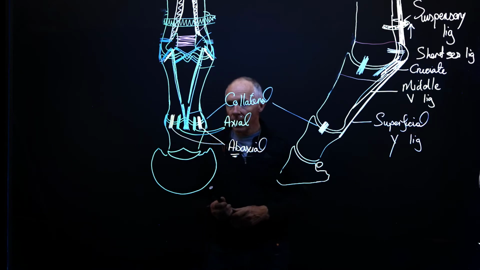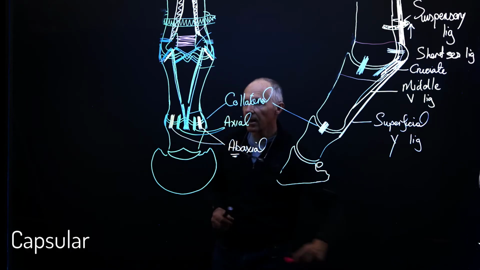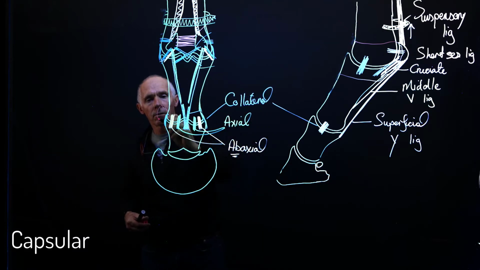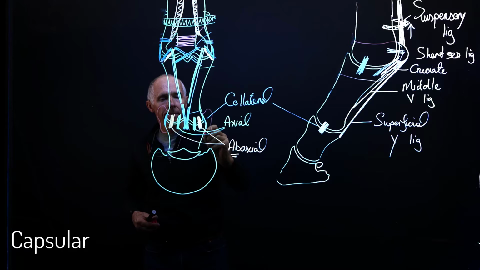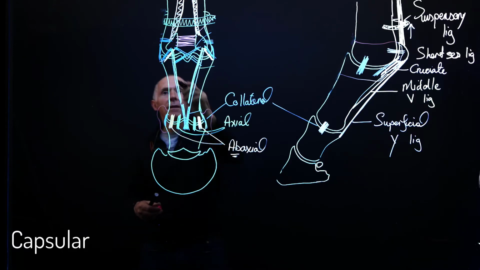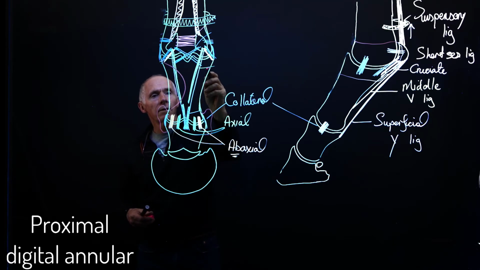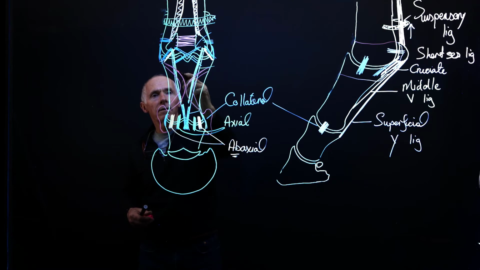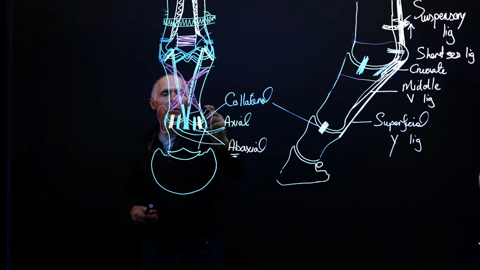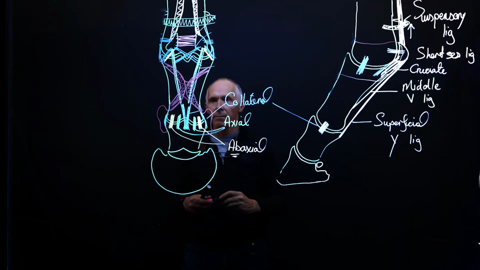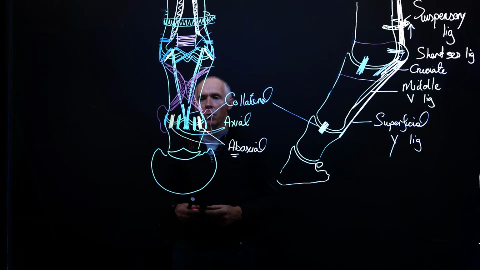And then we have, of course, a capsular ligament that encloses the joint. We also have a proximal digital annular ligament, which really is not part of the joint. It forms kind of a large X shape on the back face, palmar face of the limb, and it's superficial to all the other tissue. So it's really holding the tendons and ligaments deep to it in place and supporting them.